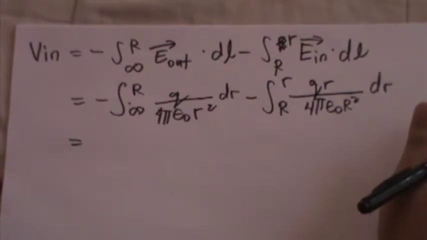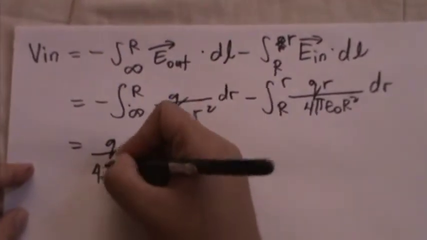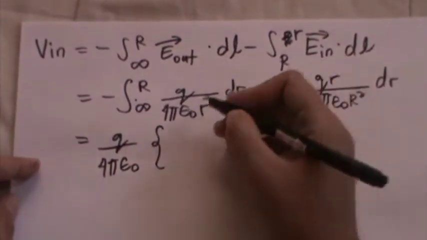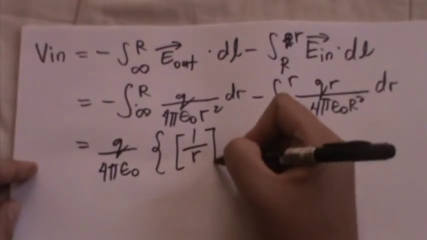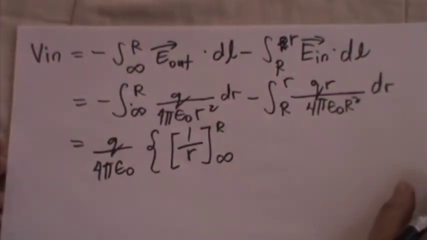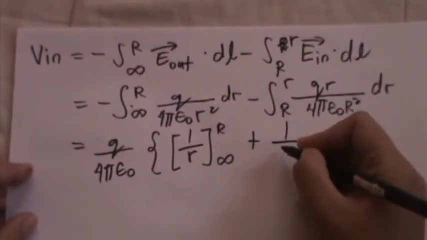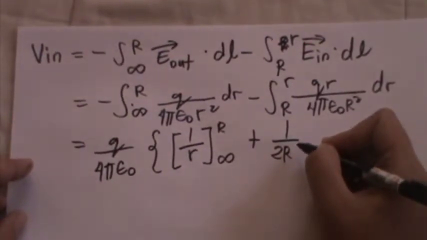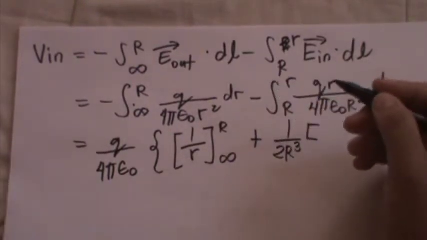So we have the same value, Q over 4 pi epsilon naught, and we'll be left with factoring this one to 1 over R raised to infinity, and plus 1 over 2R cubed multiplied by, oh sorry, yeah, it's correct.